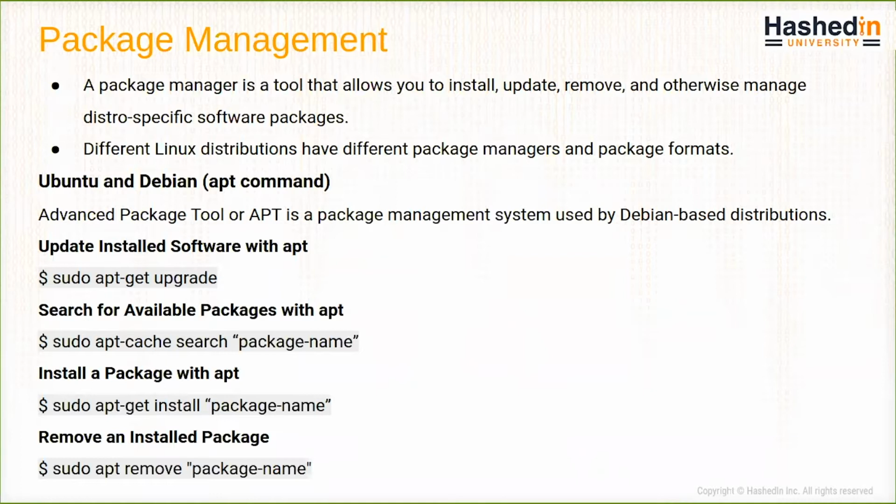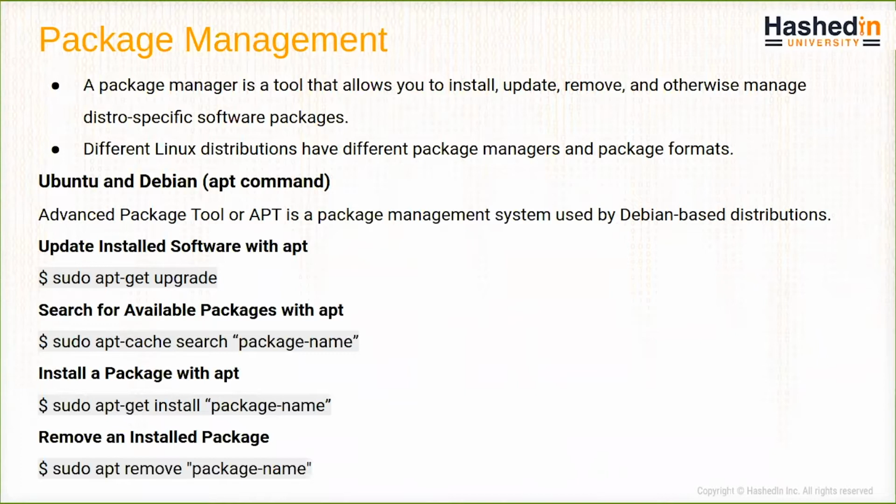So let's say Ubuntu and Debian have apt-get and dpkg. Red Hat and CentOS have the Red Hat Package Manager, or Yum. Alpine has APK, and openSUSE has Zypper as its package manager. Since we are using an Ubuntu system, we'll be focusing on the Ubuntu package manager, that is APT, Advanced Package Tool.